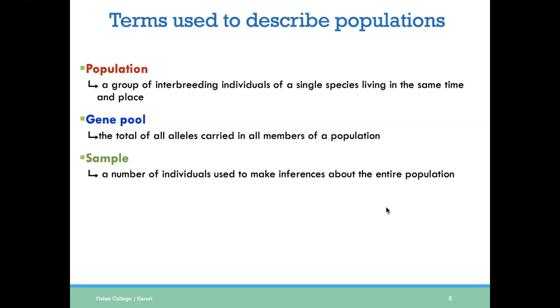And oftentimes we can't look at the entire population. We have to use a sample. So a sample is a number of individuals that represent the entire population. So we could use a sample in order to make inferences about the population as a whole. And it's important that we do samples randomly. To get a random sample is important if we want to make inferences about the entire population as a whole.